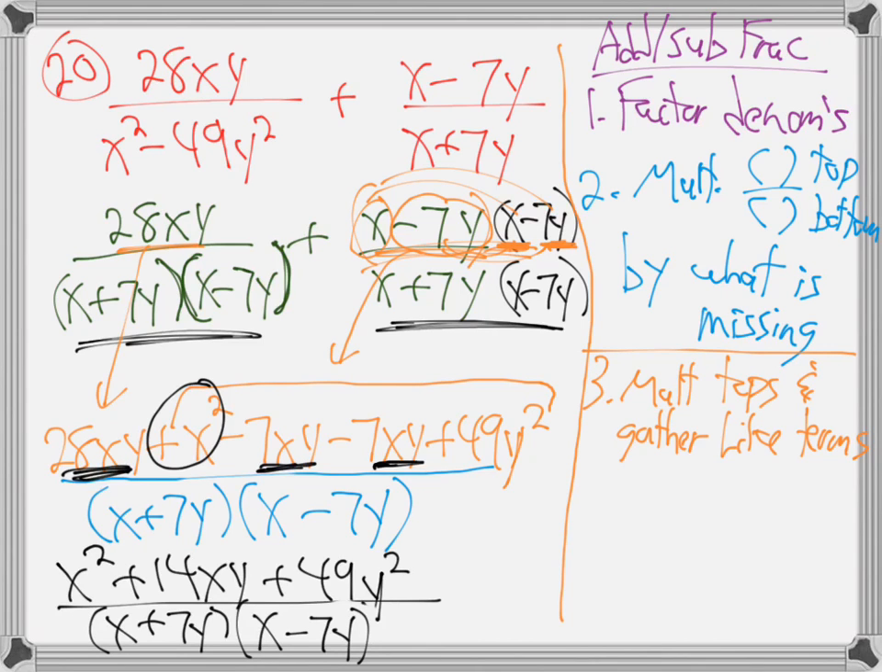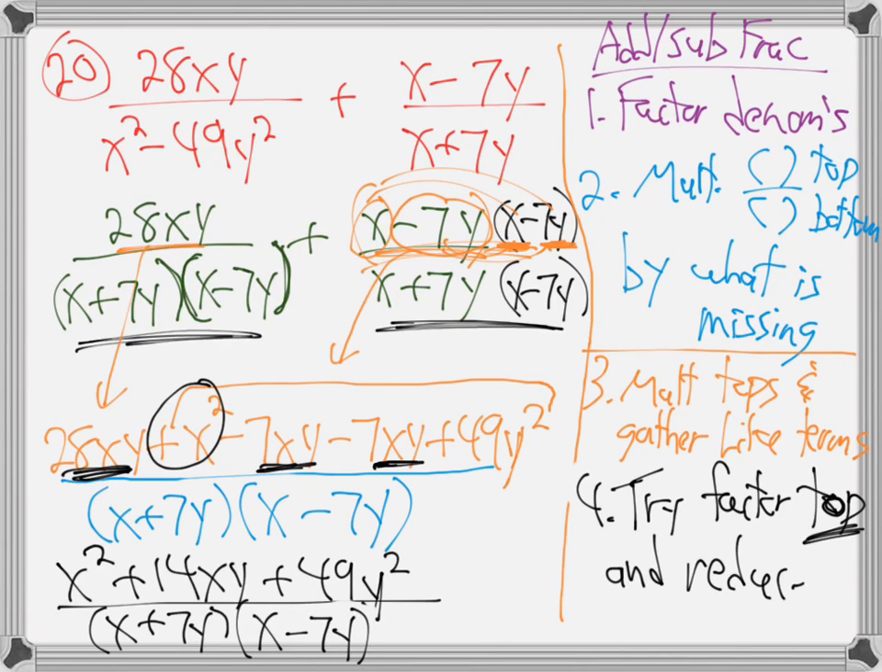Now, last step, step number 4. Try to factor the top and reduce. I say try because often you can't. Turns out this time we can. You can factor that top. Usually we skip step 4. About 90% of the time we don't have to do step number 4. The top doesn't factor. Usually we're done at this point. But this is a rare one. We can factor that top.